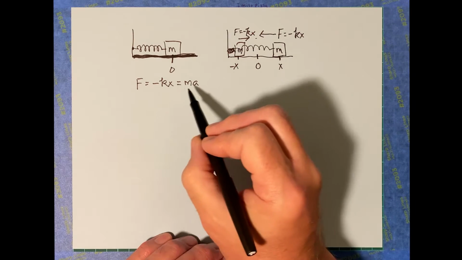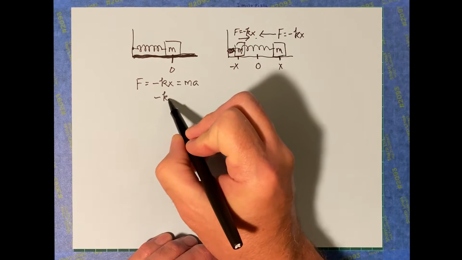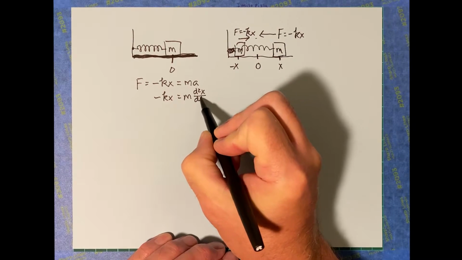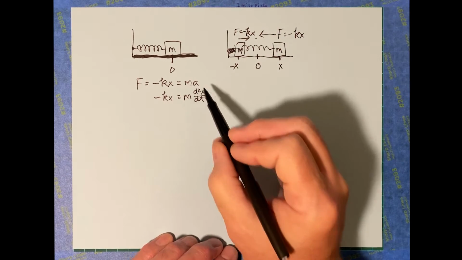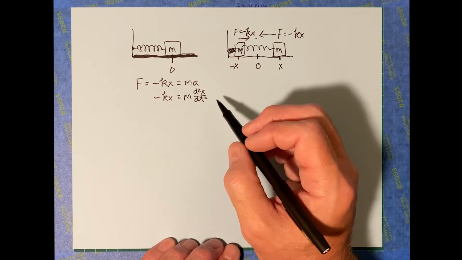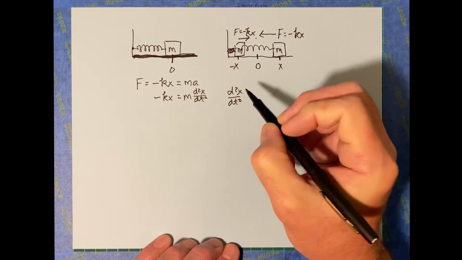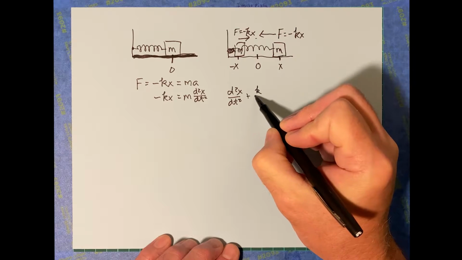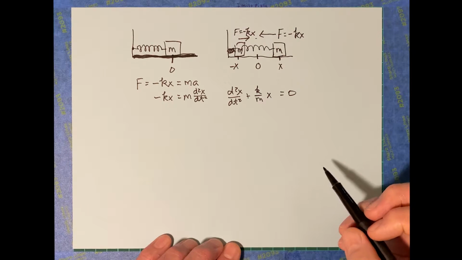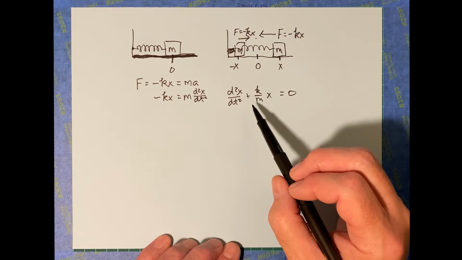All right, well, you may not recognize this, but this is a second order differential equation. Minus kx is equal to mass times d squared x dt squared. So the acceleration is the second derivative of the displacement here. All right, well, we could rearrange the terms here. d squared x dt squared plus k over m x equals 0. Now ask yourself, what kind of solution would this have?